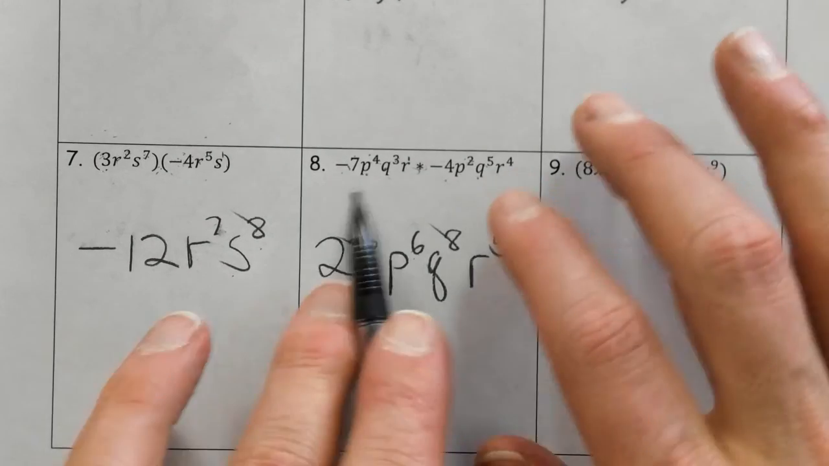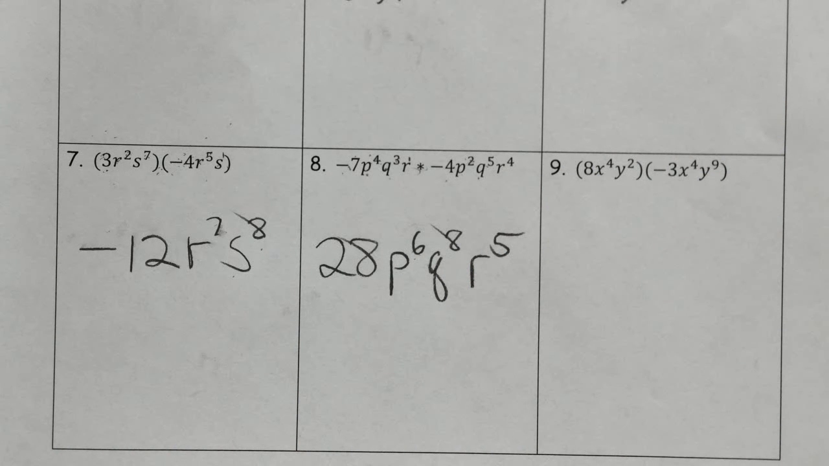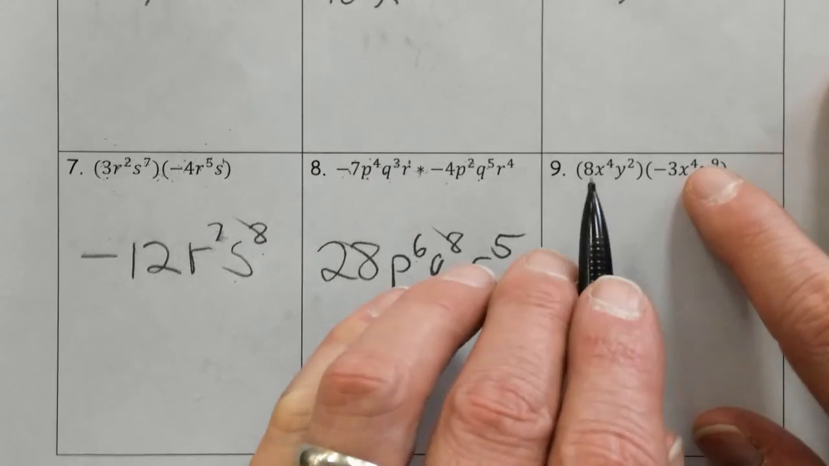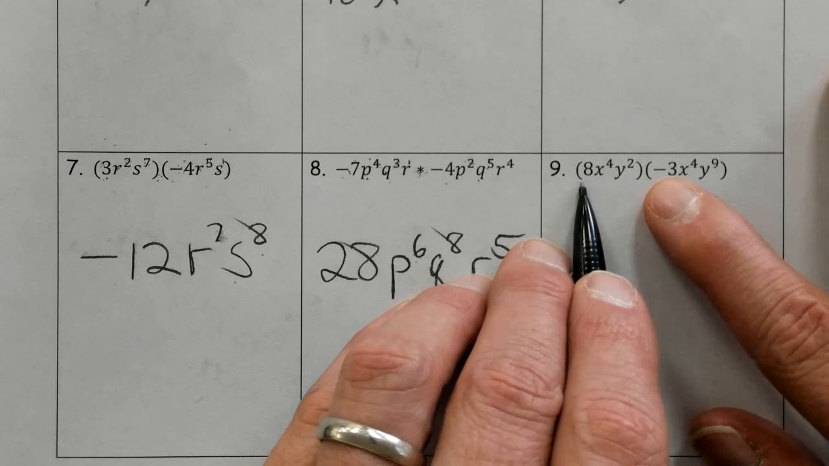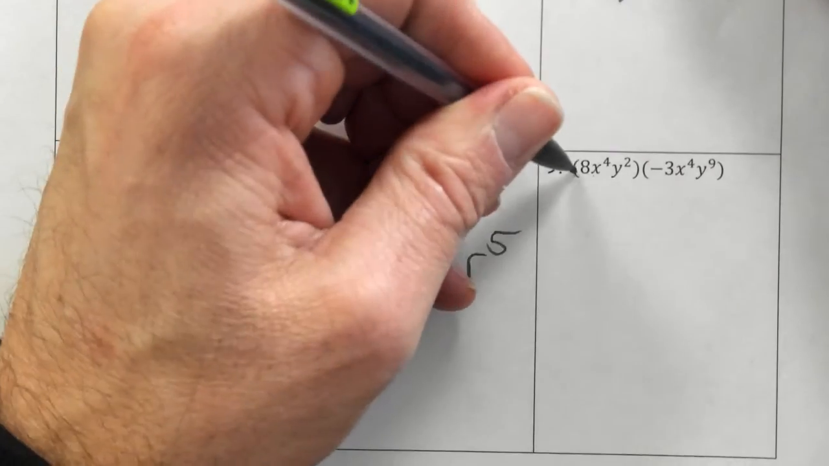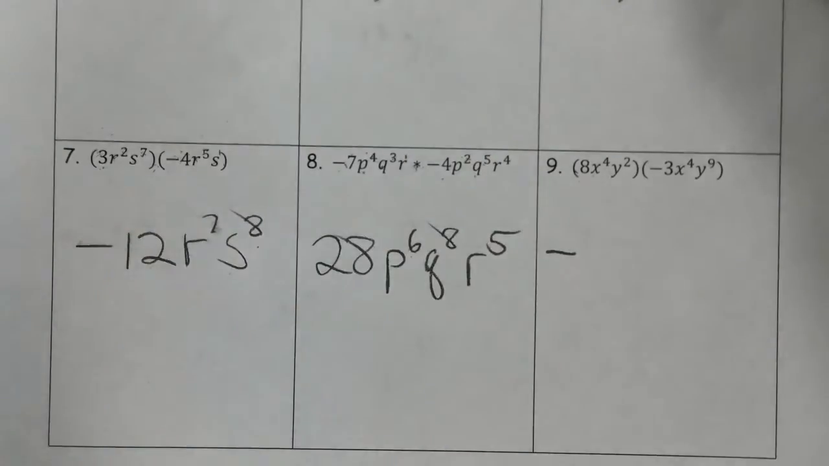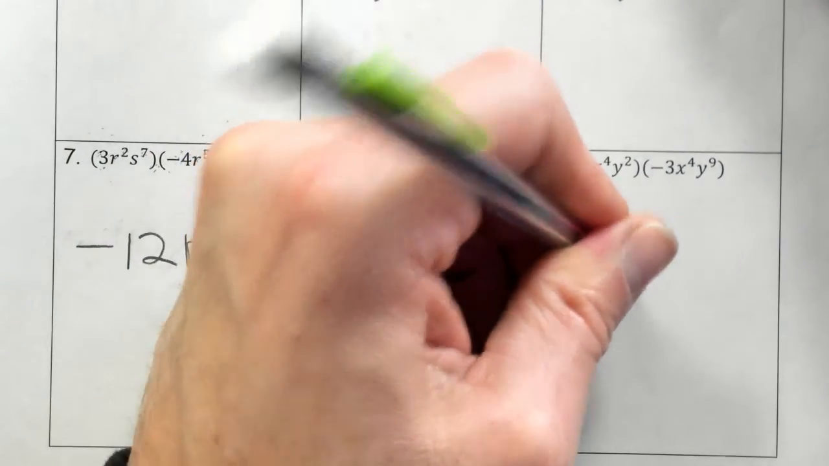So it doesn't matter how many letters that you have. Just take the like letters and multiply them together and simplify by adding the exponents together. There is one more that we need to take a look at here, and that is number 9. So once again, we're multiplying 2 expressions. I'll take the coefficients into consideration first. Positive times a negative is a negative, so we know our answer is negative. 8 times 3 is 24, so we'll go ahead and write that in.